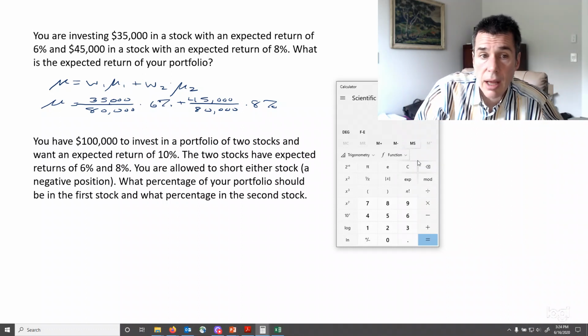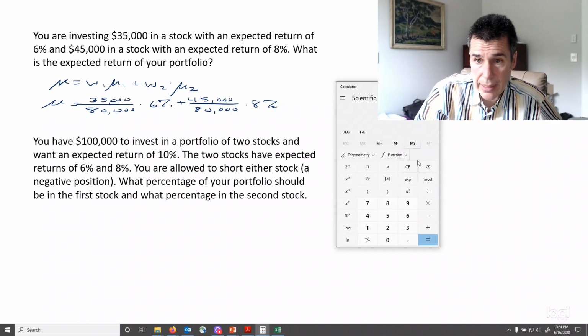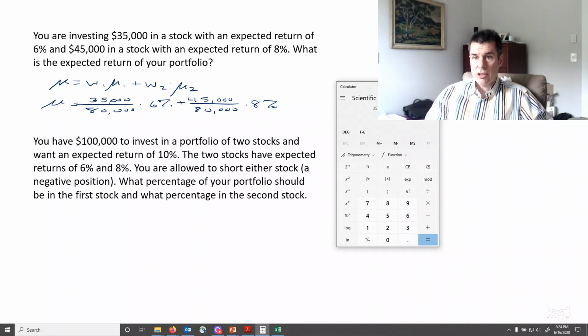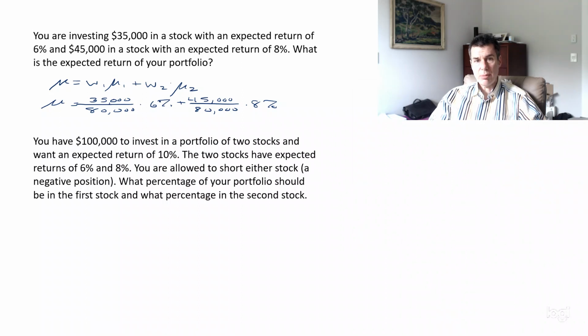So 35 divided by 80 times 0.06 plus 45 divided by 80 times 0.08, 7.125%. So this is 7.125%.